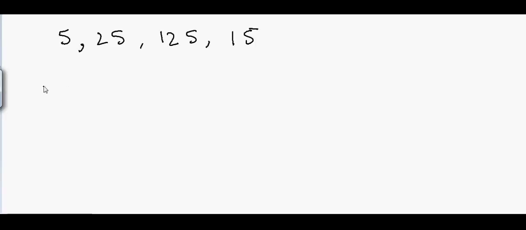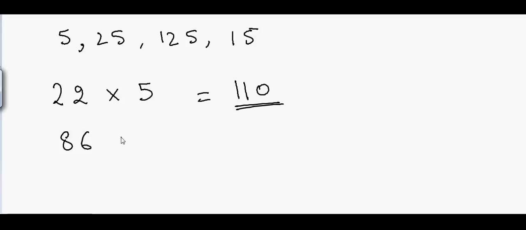So let's do the first, multiply by 5. In case of 5, suppose I have a number 22 and I want to multiply it by 5. All I have to do is divide 22 by 2, that will be 11, and then put a 0 in the end. So that will be my answer. Again, let's say I have 86 and I want to multiply it by 5. All I will do is 86 divided by 2, which is equal to 43, and then put 0 in the end, so that will be 430.